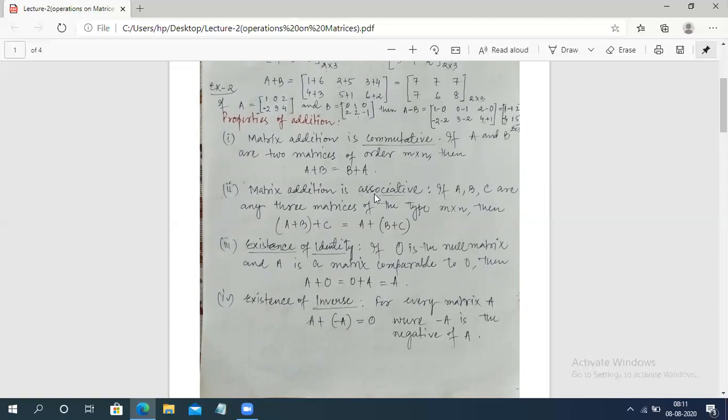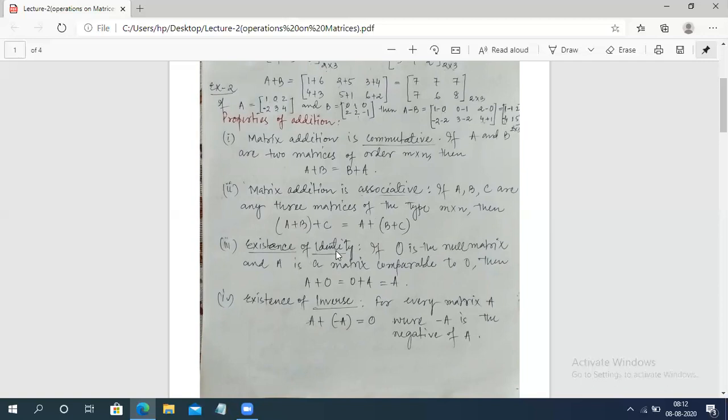Matrix addition is associative. That means if we have three matrices, suppose A, B, C, of the same order, the type must be the same, that means the order must be the same, then (A plus B) plus C will be equal to A plus (B plus C). That means if we add A and B together and then add matrix C, or we add B and C together and then add that resultant matrix to matrix A, the result will be the same. Okay.